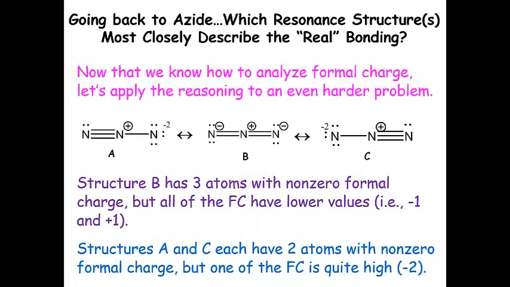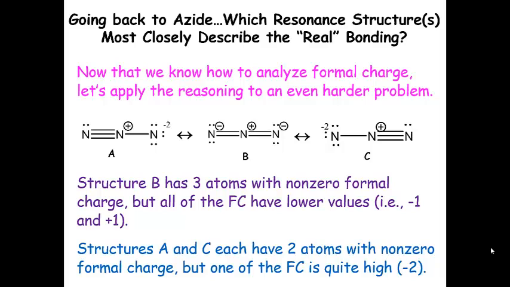All right, so let's go back to azide. Okay, which resonance structure most closely describes the real bonding? Okay, so now that we know how to analyze formal charge, let's try it with azide. Okay, now all the atoms are the same, so we're going to have to think about this a little bit differently. Okay, still the same idea, but since we don't have atoms involved in the molecule with different electronegativities, we're going to have to think about magnitude of formal charge.